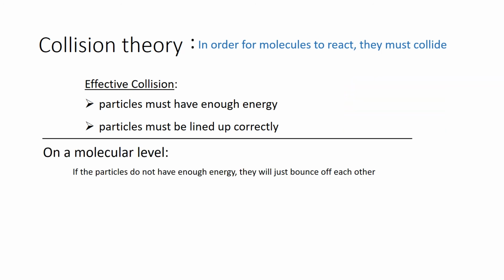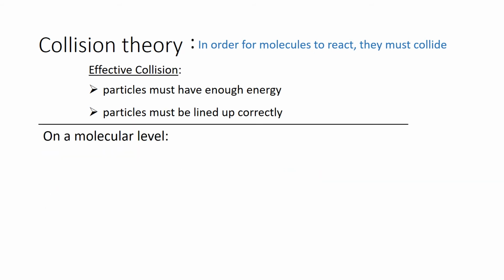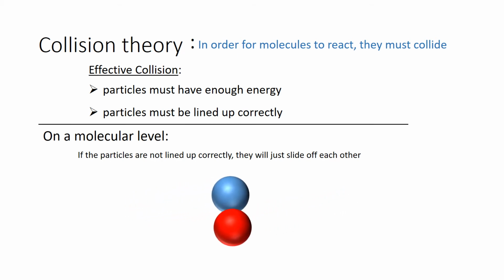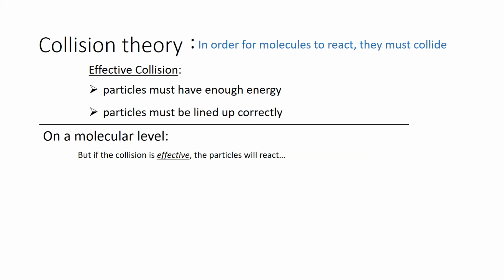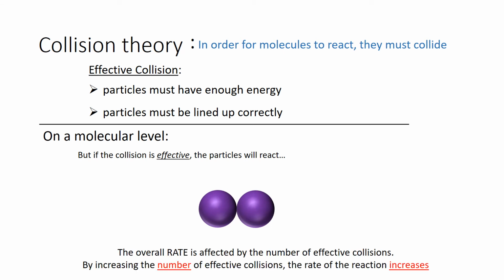On a molecular level, if the particles do not have enough energy, they will come together and just bounce off and not react. On the other hand, if the particles are not lined up correctly, they will just come together and then slide off of each other. Nothing will happen. But if the collision is effective, has enough energy, and is lined up correctly, particles will react and form something new. Now, the overall rate of the reaction is affected by the number of effective collisions. By increasing the number of effective collisions, the rate of the reaction increases.